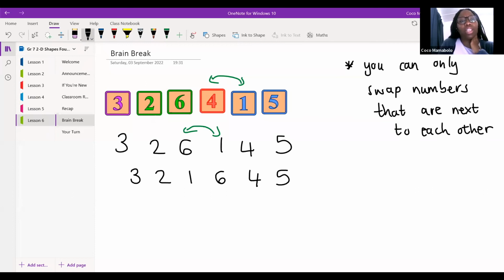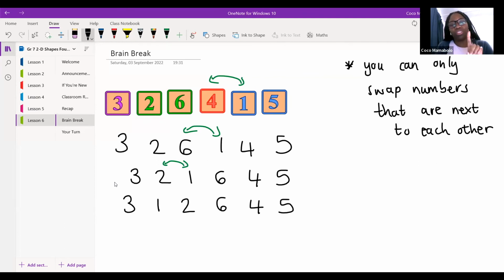Lesego, are you ready? Next one. Yes, now. Lesego, what am I swapping next? 2 and 1. Okay, cool. 2 and 1. So now I have 3, 1, 2, 6, 4, 5. And I already see how we could have done it in one less move, but that's just me.